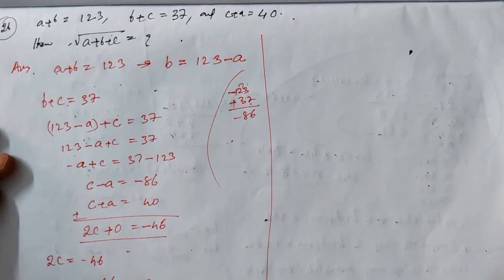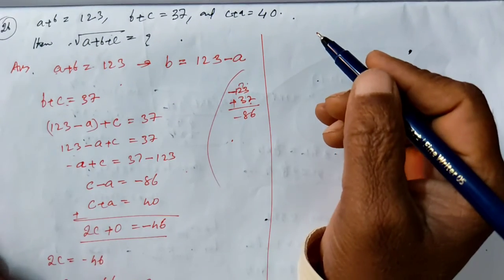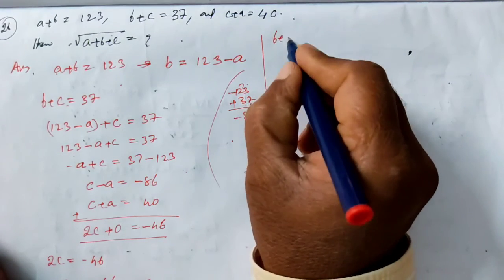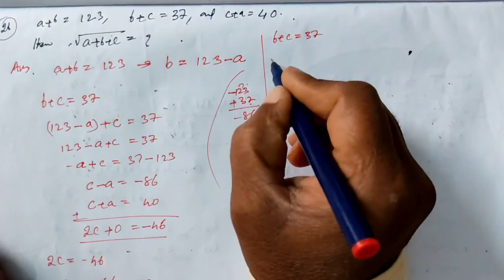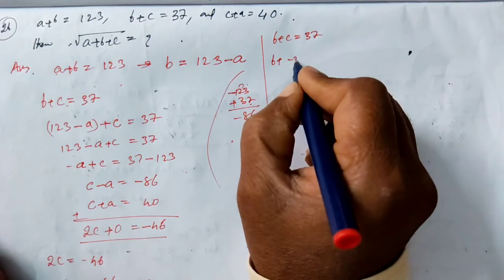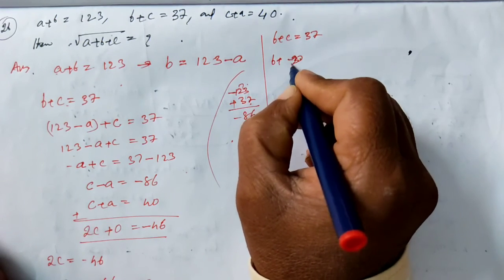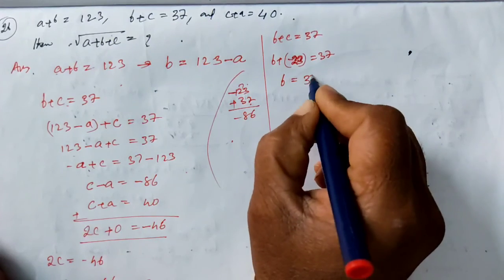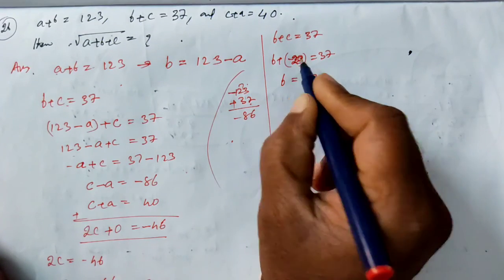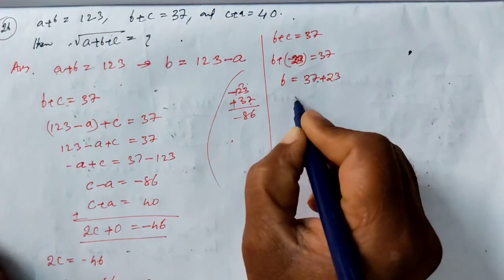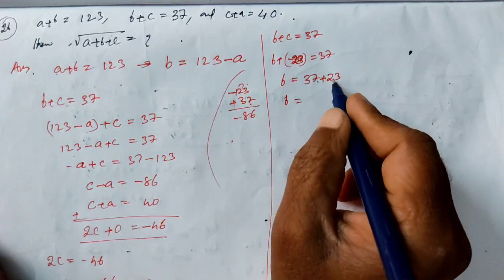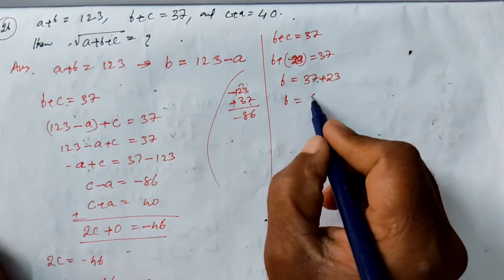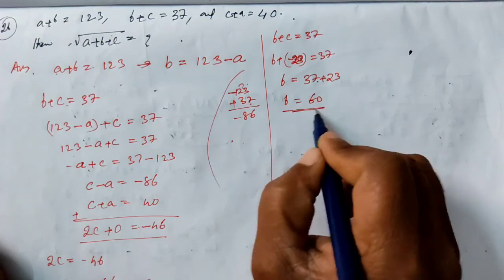So now substitute the value of c in any of these equations. Okay, here or here. So b plus c is equal to 37. Okay. So b plus minus 23 is equal to 37. So therefore b is equal to 37. If we transpose this minus 23 to that side, plus 23. So b is equal to how much? 37 plus 23, how much it is? Okay, it is 60. The value of b is equal to 60.